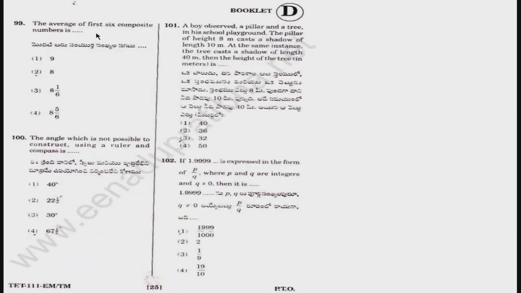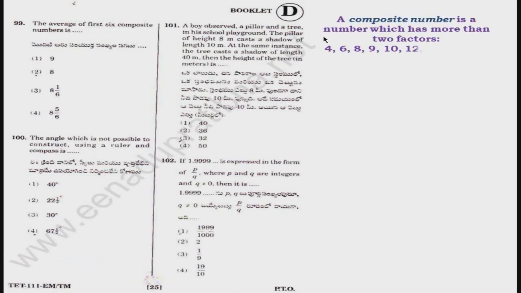Okay, now the next one, 99. The average of 6 composite numbers is. First, let's understand what a composite number is. A composite number is a number which has more than 2 factors. For example, 4, 6, 8, 9, 10, 12, and so on. Because what are the factors of 4? 1, 2, and 4. More than 2 factors are there, right? So a composite number is a number which has more than 2 factors. Now, what they ask is the average of the first 6 composite numbers.